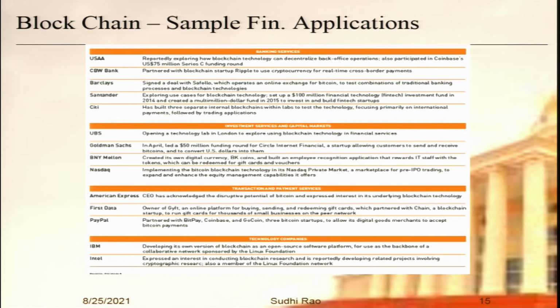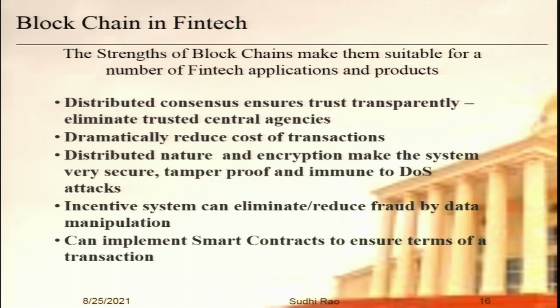JP Morgan, USAA, American Express, First Data, IBM, Intel, everybody is trying with blockchains. So, in fintech, what is the role? By now you have seen there is no aspect of fintech which cannot depend upon blockchain, because fintech always deals with two parties who do not see each other. So, we need a way of trusting, and fintech depends upon removing the intermediaries and enhancing trust, and blockchain is the way to do it.